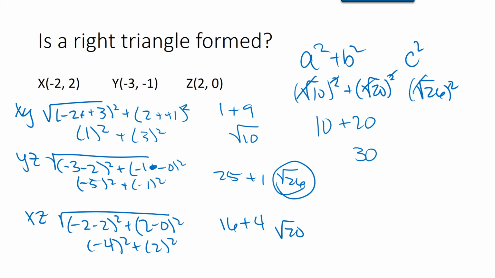Now over here, I end up getting 26, and these are not equal, so they did not work in the Pythagorean theorem. That means this is not a right triangle.